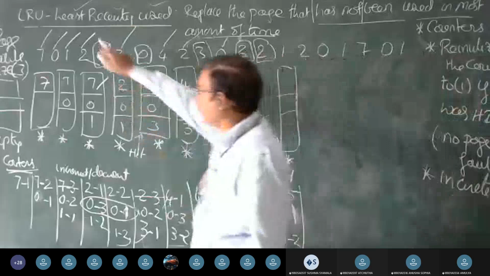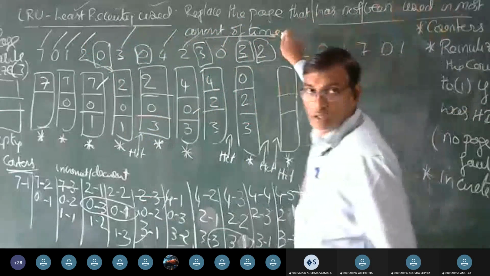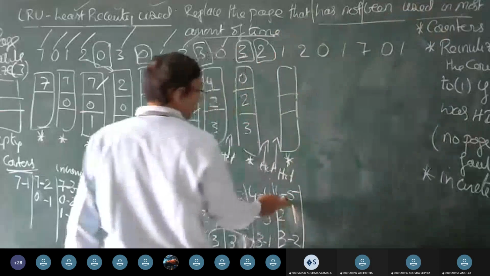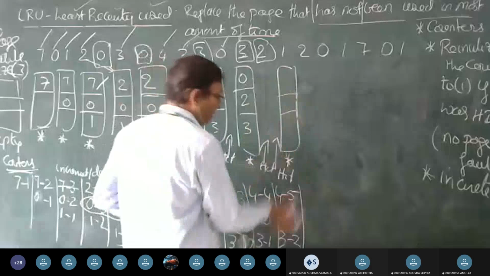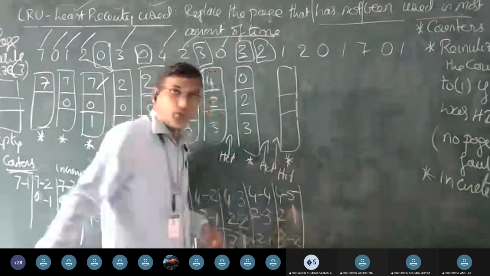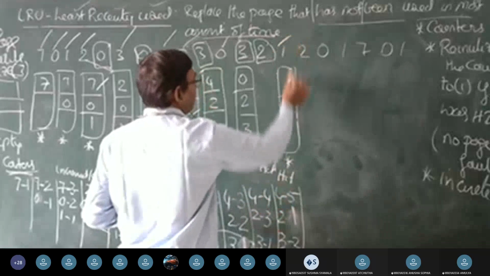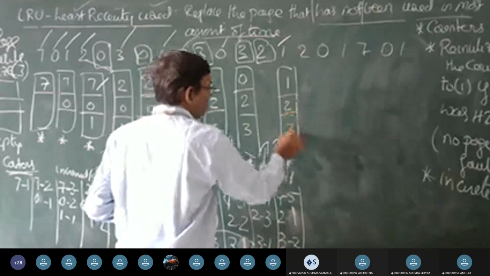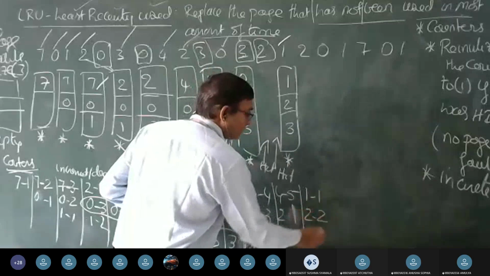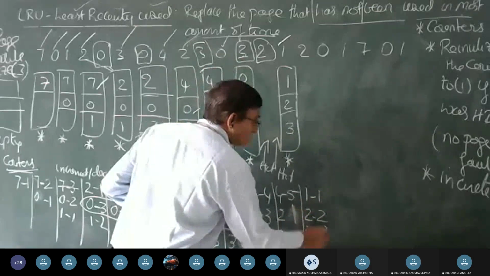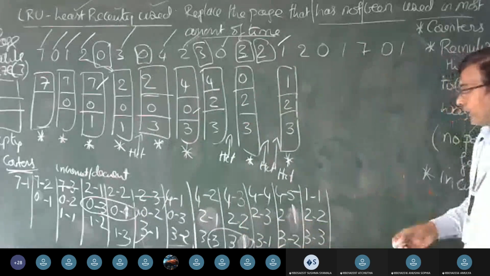Which page I have to replace? Least recently used. Replace the page that has not been used for the most amount of time. For 5 times, 4 is not being used. So by default you can replace it because it is greater than 1, it is greater than 2. Therefore, we can replace 4 with 1. That means it is going to be 1, 2, and 3. So 1 occurrence is for 1 time, 2 occurrences is implemented 2 times, 3 occurrences is implemented 3 times. So that was the new innovation we are going to take up.